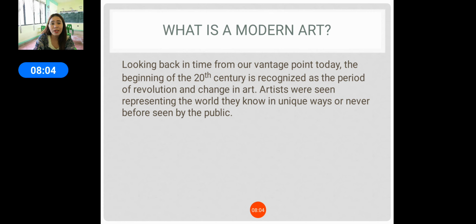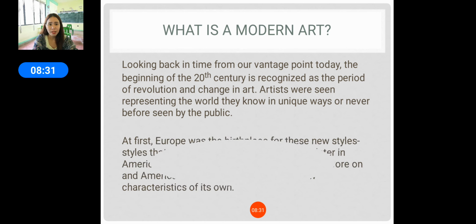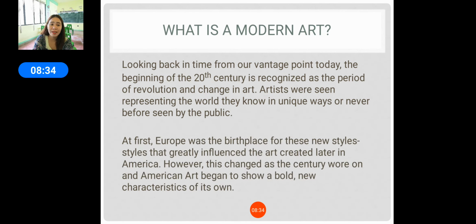So we are undergoing changes also in art, from vintage art, or let's say from archaic art, to modern art. There are so many sample arts here. We're going to look at the different styles, patterns, and use of colors or shades that represent the 20th century, or today's century. At first, Europe was the birthplace for these new styles that greatly influenced the art created later in America.